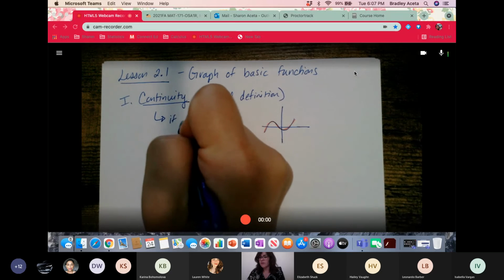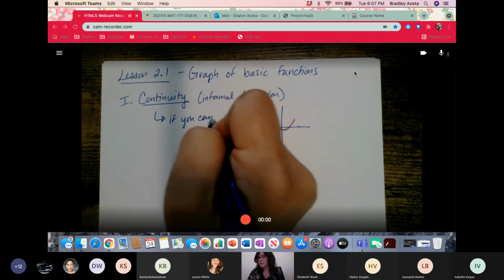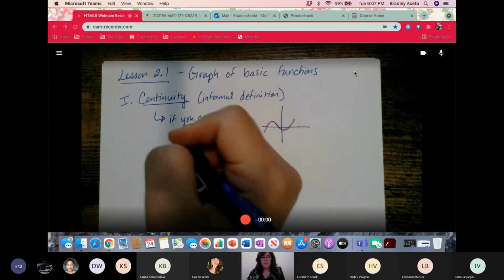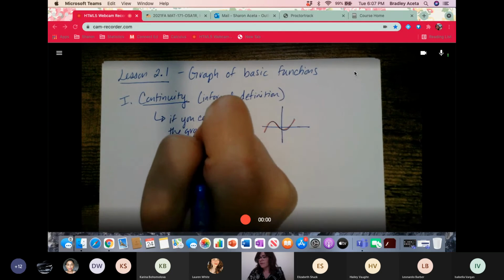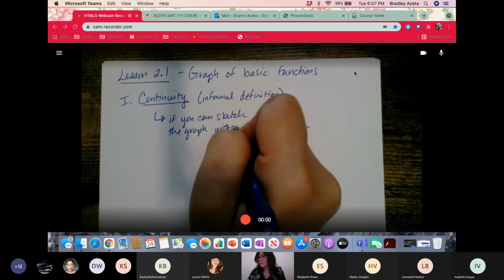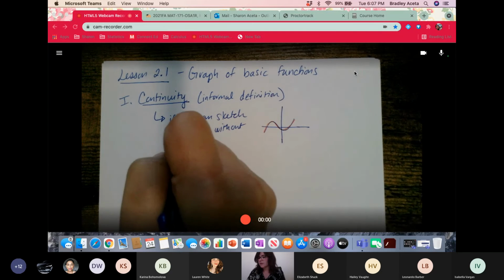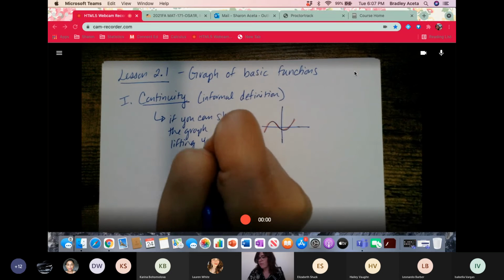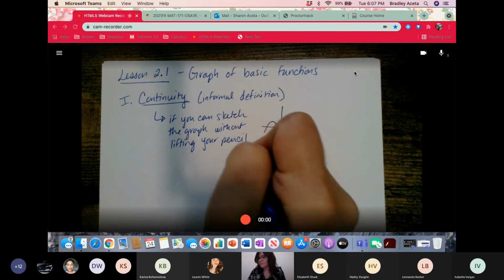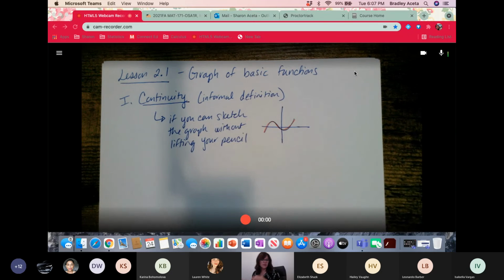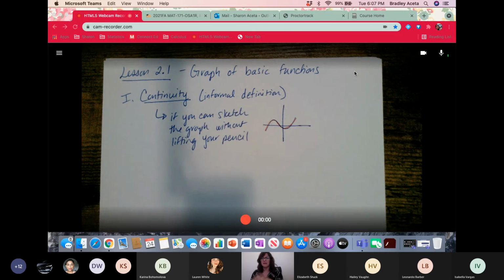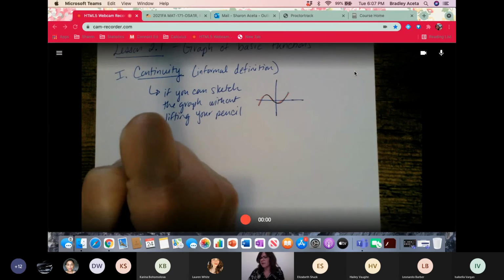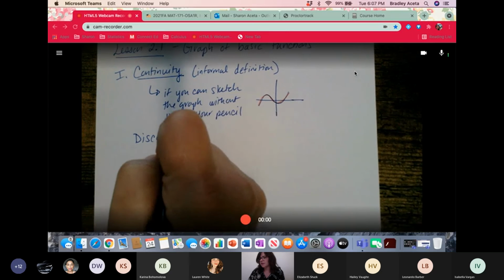So as an informal definition, if you can sketch the graph without lifting your pencil, then you have beautiful continuity. Now, of course, along with that comes this idea of, well, then what does it mean to be not continuous, or discontinuity is what we call it in math. Discontinuity.